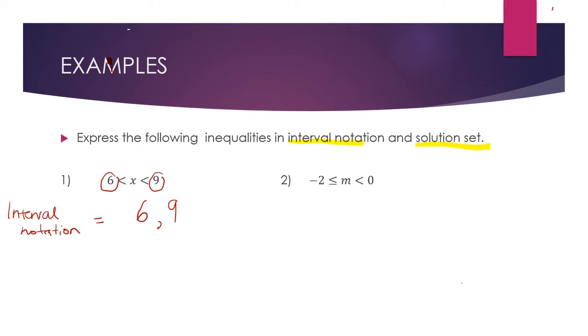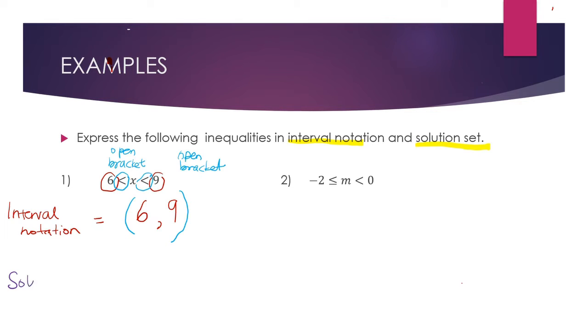Then I will play with bracket. To play with bracket, I look at the inequality. At 6, the inequality is less than. There is no equal sign, so this means that it will have an open bracket. So there's an open bracket at 6. And now at 9, the inequality is less than. So this is also an open bracket because there is no equal sign. So at 9, the bracket is open bracket.